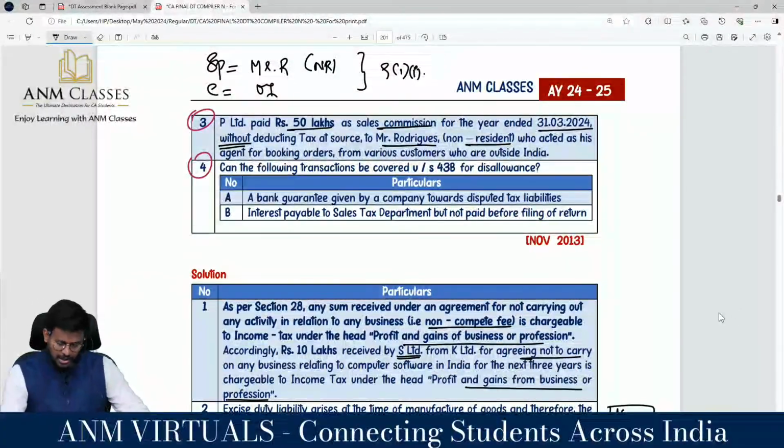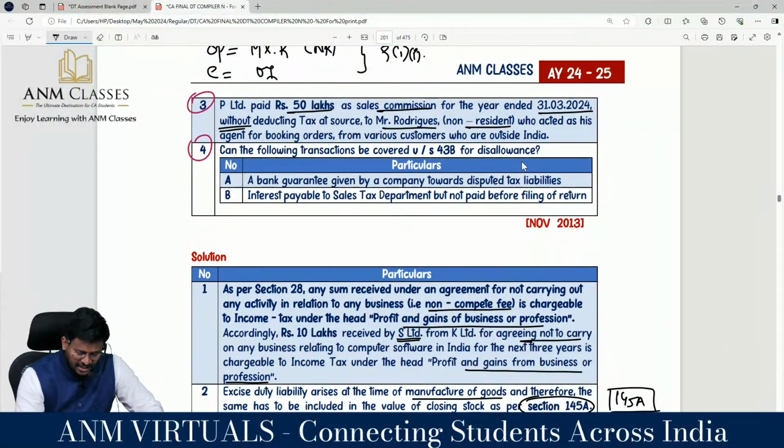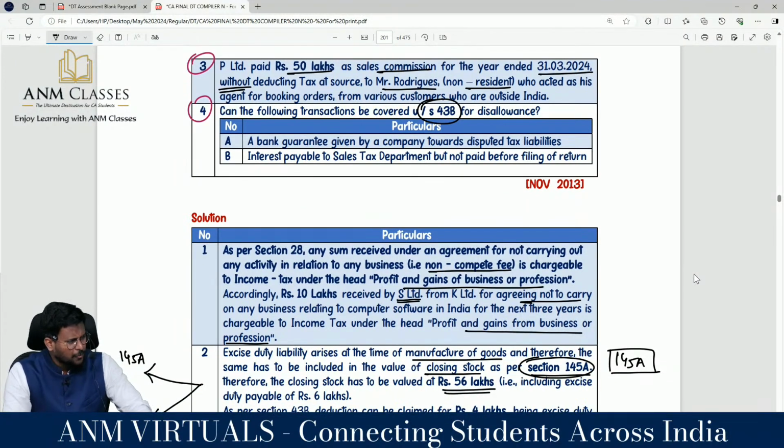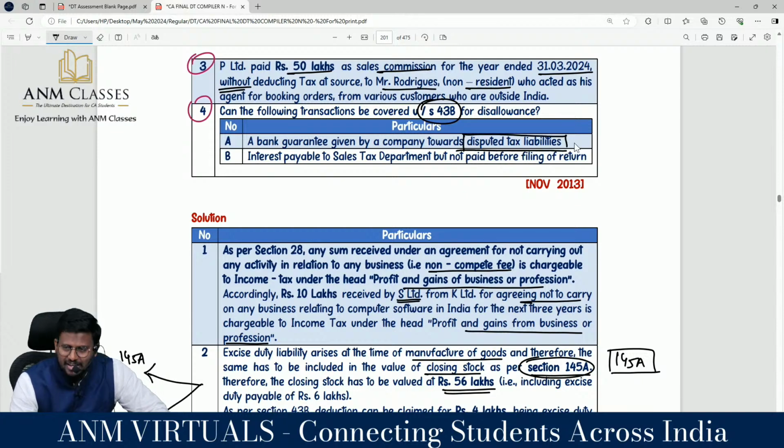Clarity? I'm moving into part 4. Can the following transactions be covered under 43B for disallowance is the question. What is 43B? Deduction on actual payment. There is a big list. In that big list, whether these items are covered. A bank guarantee given by a company towards disputed tax liability. A bank guarantee is not an actual cash outflow.